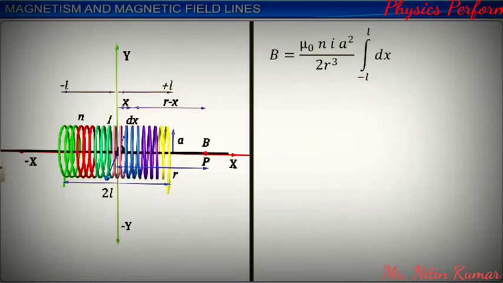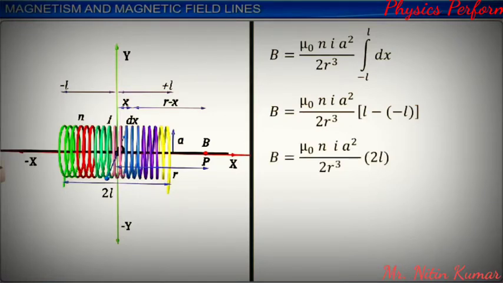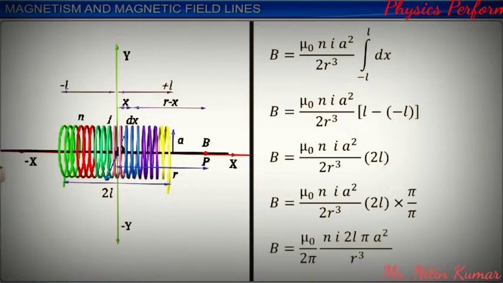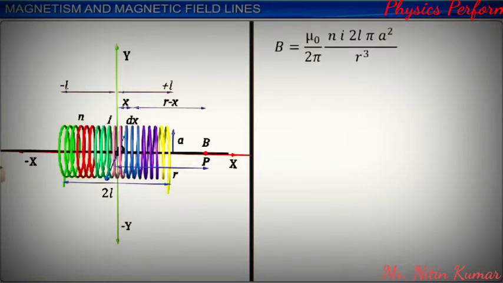2r cube into 2L. By multiplying the numerator and denominator of the expression with pi and rearranging the terms, we get the magnetic induction B is equal to mu naught by 2 pi into N I 2L pi a square by r cube. We learnt earlier that a current carrying loop behaves like a magnetic dipole, and its dipole moment is given by M is equal to I into A, where A is the area vector of the loop.